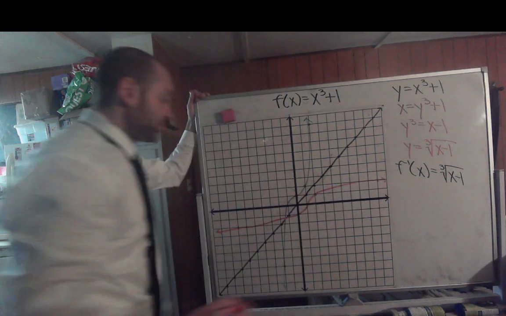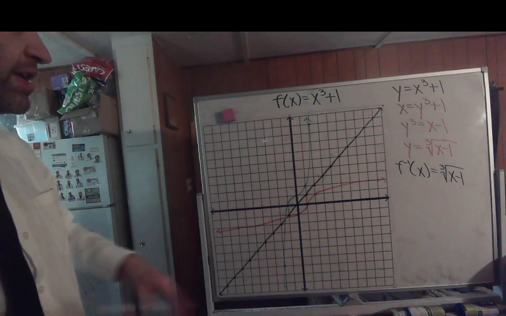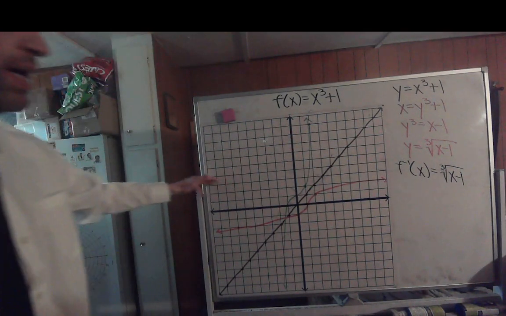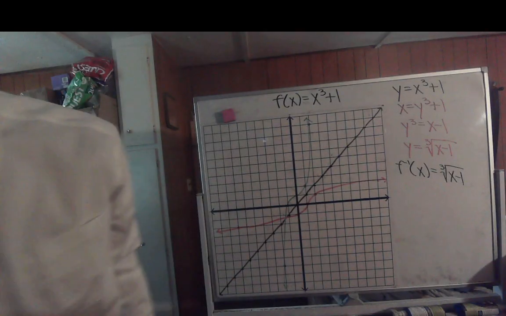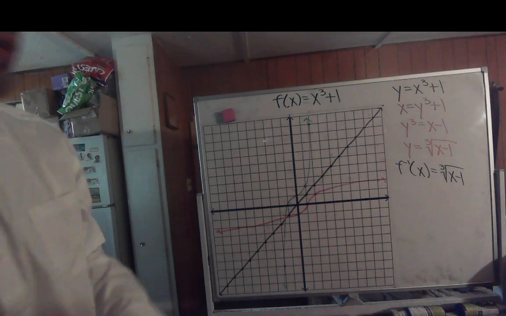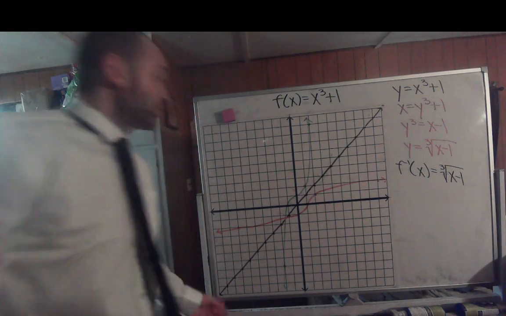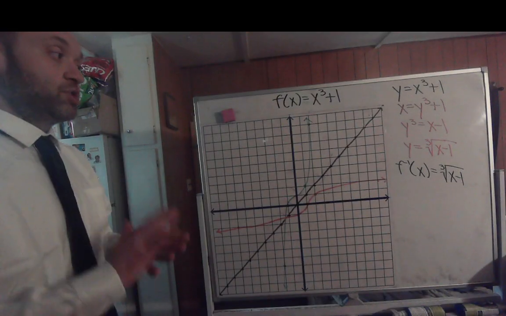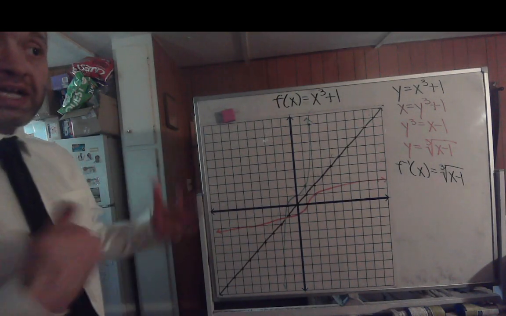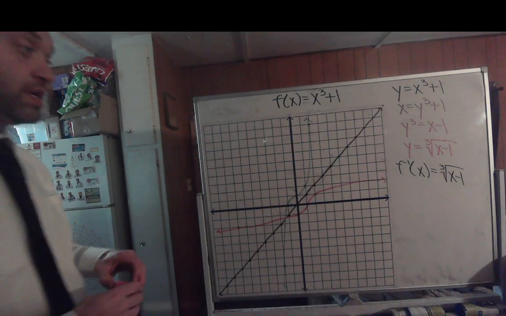So that's roughly what that's going to look like. And you still see that symmetry in the line y equals x. I think it actually looks really cool with the symmetry, if you ask me. So graphically, that's what symmetry looks like between the inverse and the regular function.